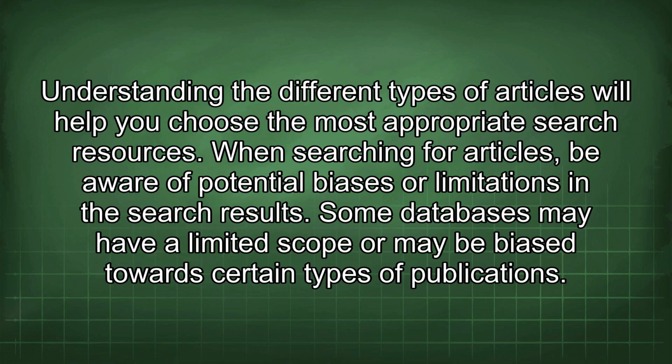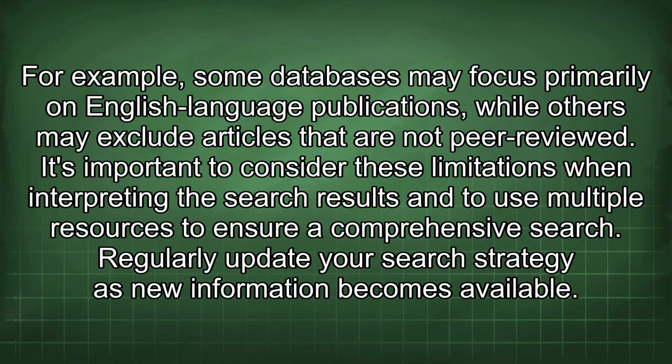When searching for articles, be aware of potential biases or limitations in the search results. Some databases may have a limited scope or may be biased towards certain types of publications. For example, some databases may focus primarily on English language publications, while others may exclude articles that are not peer-reviewed. It's important to consider these limitations when interpreting the search results and to use multiple resources to ensure a comprehensive search. Regularly update your search strategy as new information becomes available.